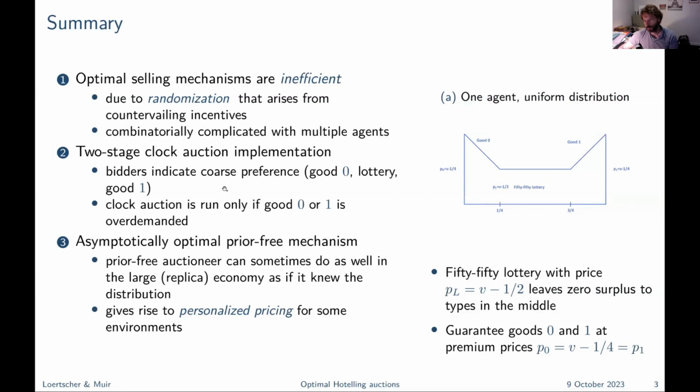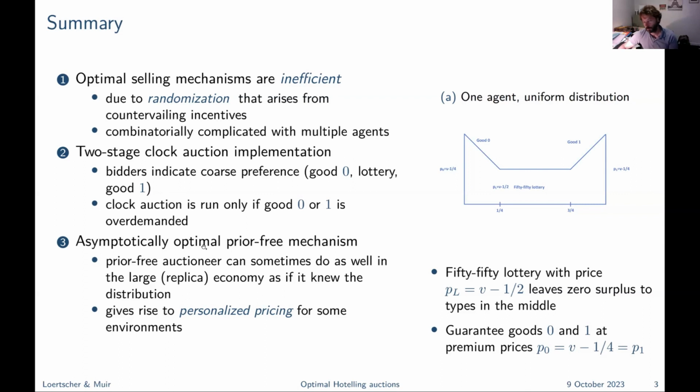And then we also show that there's a two-stage clock auction implementation of the optimal mechanism. So in the first stage, the bidders submit coarse preferences. They just say, I want to bid on good 0, or I want to bid in the lottery, or I want to bid on good 1. And if there is excess demand in that first stage for one of the two goods, you just run a clock auction for the good that is in excess demand. So that's the two-stage clock auction implementation.